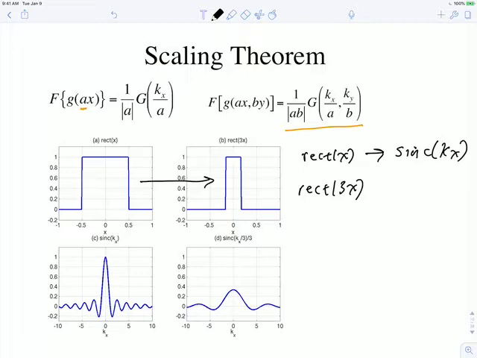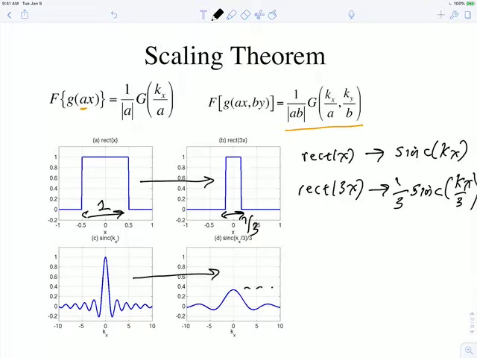Now this had a width of 1. What's the width of this one going to be? I've shrunk it by a factor of 3, so its width is 1/3. By the scaling theorem, I take the 3, take 1 over that, magnitude 1 over 3, and then I have the sinc function with kx over 3. So that's going from the sinc to this, and you can see the distance between zeros has gone up by a factor of 3.